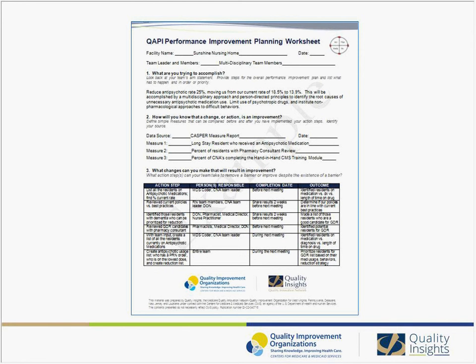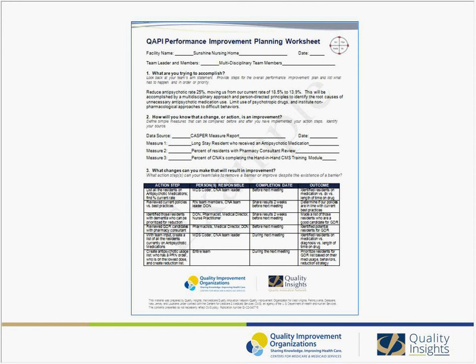But there's a couple other quality measures that have been identified that are self-tracking, self-developed, that you will want to do as an internal tracking measure. Maybe it's those residents with a pharmacy consultant review. Maybe it's those percent of CNAs completing the hand-in-hand CMS training module, because you want to make sure they have the tools that they need to handle difficult behaviors rather than the historical methodology of always asking that nurse for an antipsychotic, pushing the panic button. Instead, we're going to try something non-pharmacological.